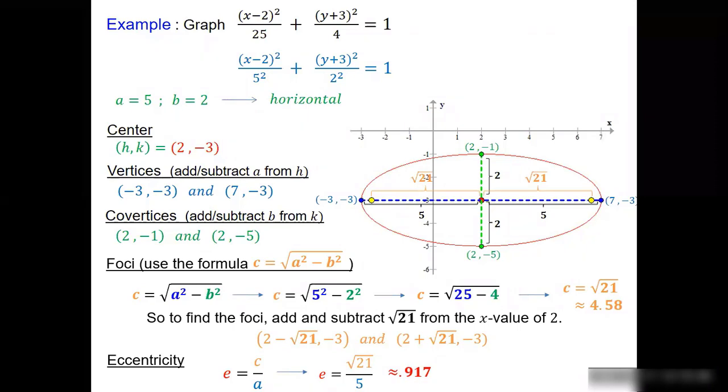But what that indicates is that the focus distance is about 91.7% of the total distance to the vertex. So the closer the focus is to the vertex, the larger E will be. The smaller this value of E is, the closer the ellipse will be to a circle. So if we find the foci are really close to the center, then we're going to notice that the ellipse is much more circular.